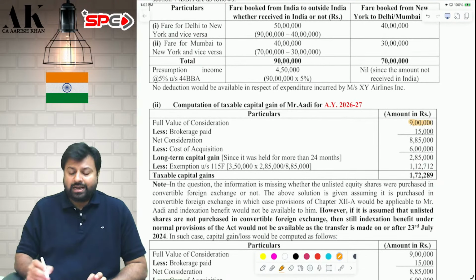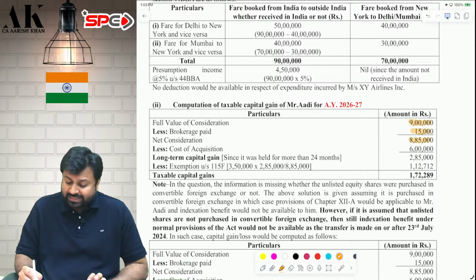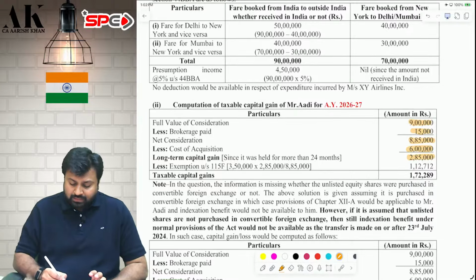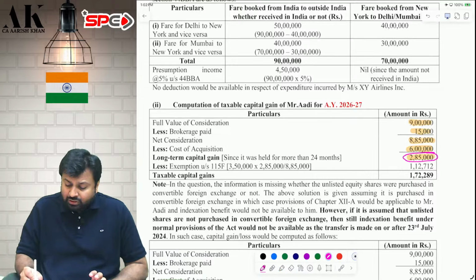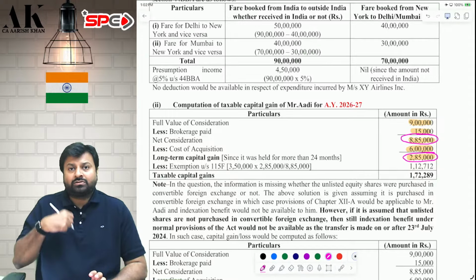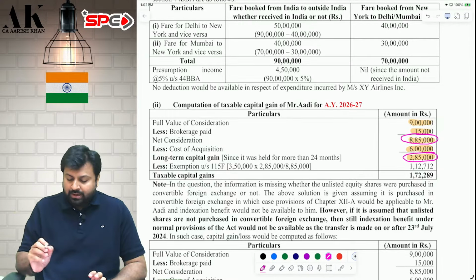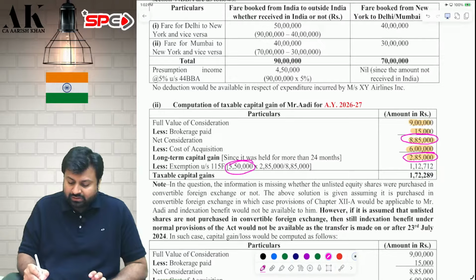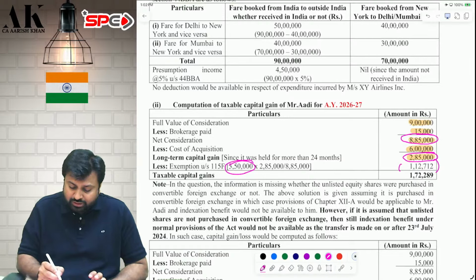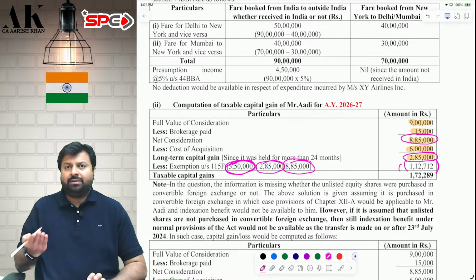Therefore, sale consideration 9,15,000, less transfer expenses, gives net consideration, very important, of 8,85,000, and 6 lakh rupees cost. 2,85,000 is your capital gain. Now, if you want to save this capital gain, you can invest 8,85,000 in specified assets within 6 months. But Adi has invested only 3,50,000. Therefore, he will get proportionate exemption, that is 2,85,000 capital gains multiplied by amount invested divided by net consideration. This much Adi can claim as an exemption.